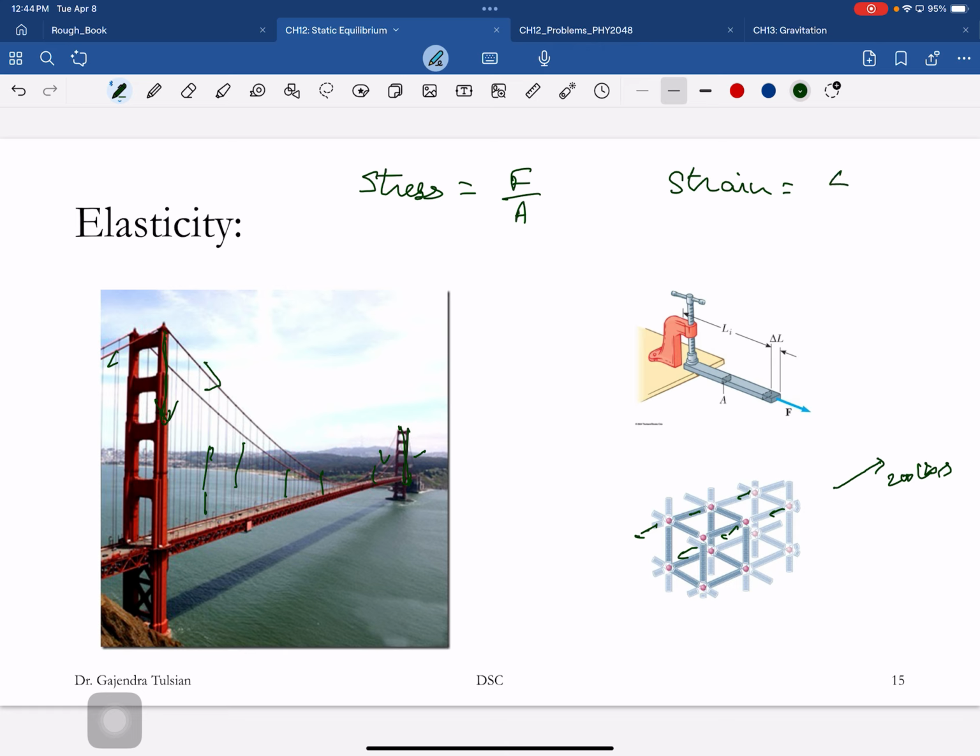Strain measures the deformation, or how much the object got deformed. And strain is defined, in this case, as the change in length, that was the relevant dimension that changed, divided by the original length. Okay. So under this stress, this object underwent that much strain.